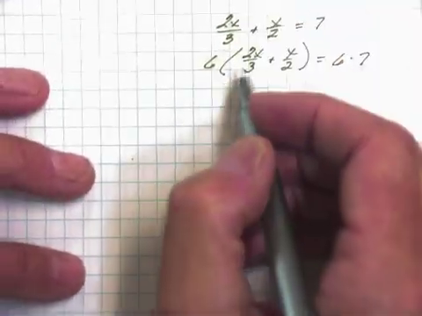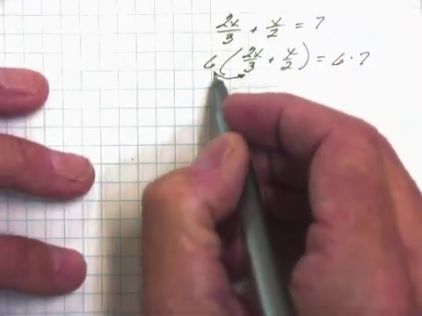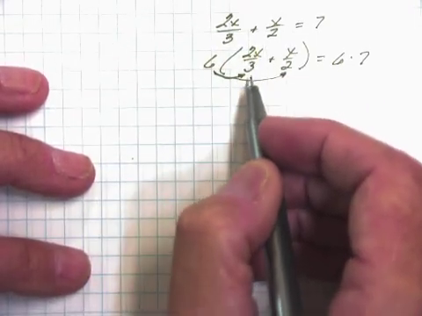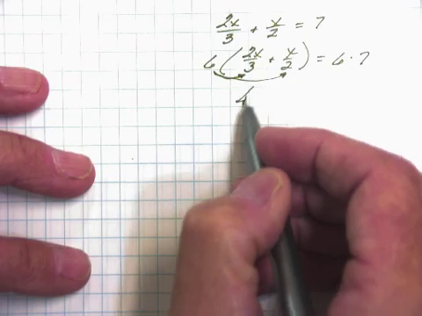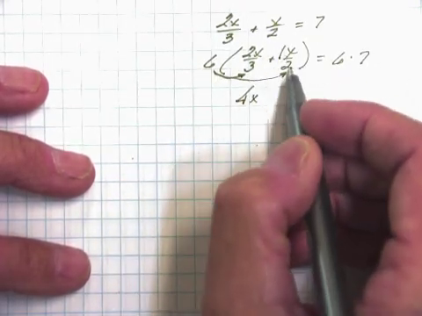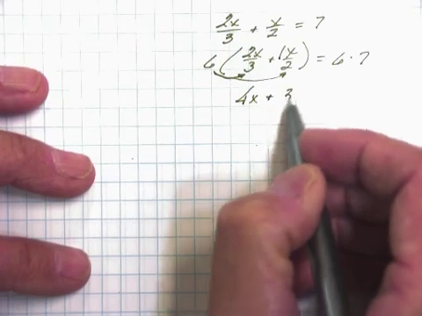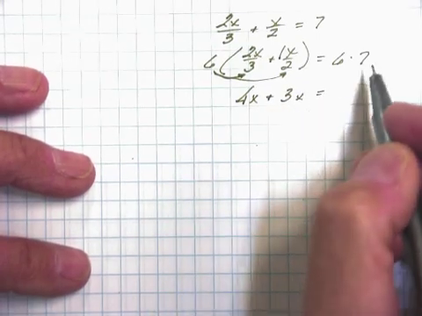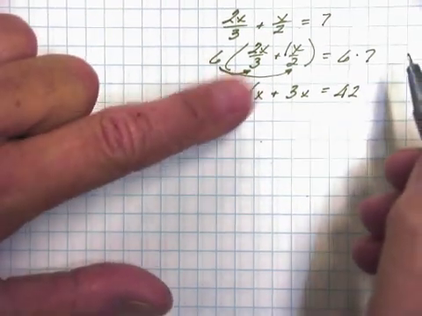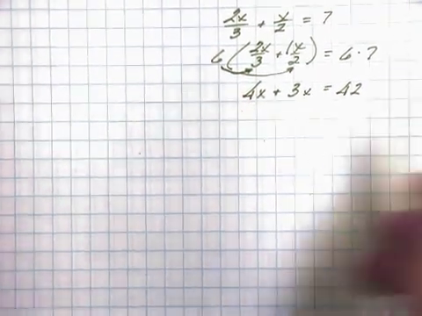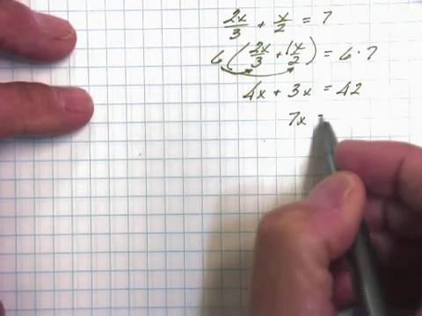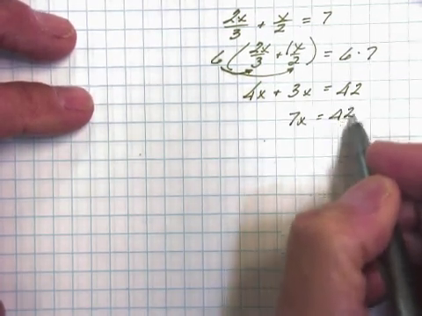Now this time I do have to do it to both sides because I'm multiplying the left side by 6. So to maintain the equality, I have to do 6 times 7 on the other side. Otherwise it wouldn't be equal anymore. Now when I distribute the 6, watch what happens. 6 times 2 is 12, divided by 3 is 4, so that's 4x. And 6 times 1 is 6, divided by 2 is 3x. Equals, and I've got 42.